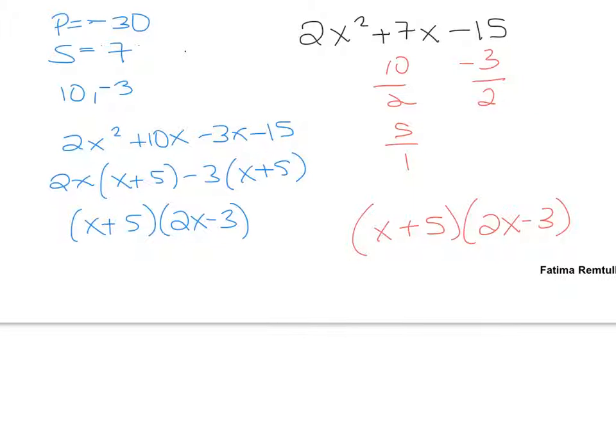Now, over here in red, I'm using the same numbers that I did before. So my product is negative 30, my sum is 7, and my two numbers are 10 and negative 3. This time, I divide by the a value, so the a value is 2. I reduce where I can, so I can reduce this to 5 over 1. Then I read these ratios from the bottom up. So this is 1x plus 5, I don't have to write the 1, and 2x minus 3. Notice my two answers are the same, which they should be.